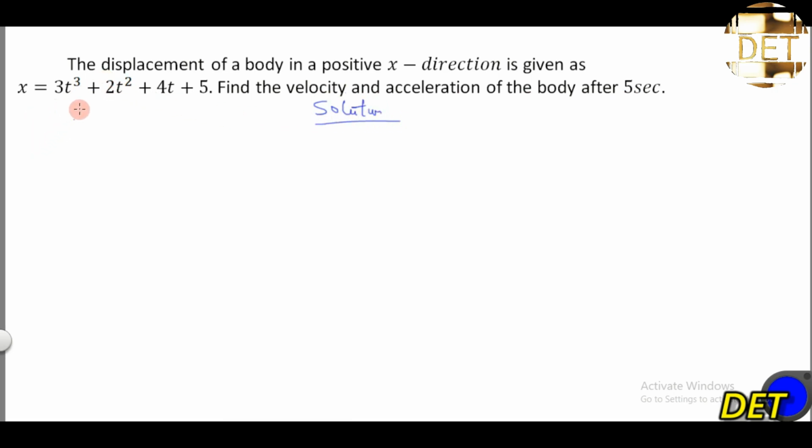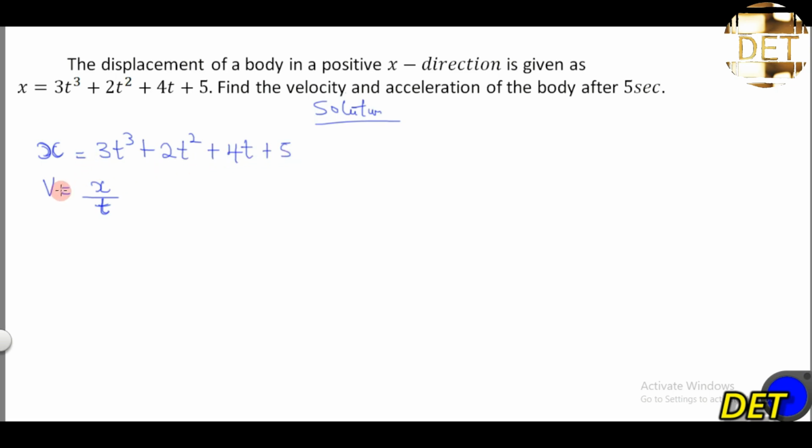So we're given that the displacement of the body x is given as 3t^3 + 2t^2 + 4t + 5, right? And we are asked to find the velocity and acceleration of the body after 5 seconds. So since we have our displacement to be x, what is velocity? Velocity v is equal to displacement over time, right? So since we have our displacement to be 3t^3 + 2t^2 + 4t + 5, what are we going to do?